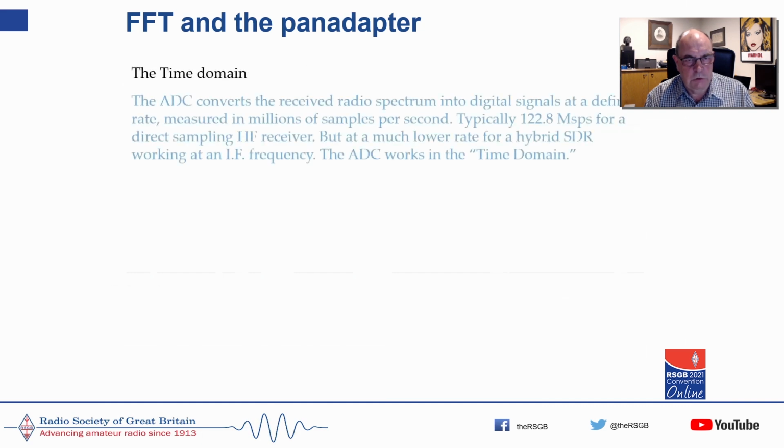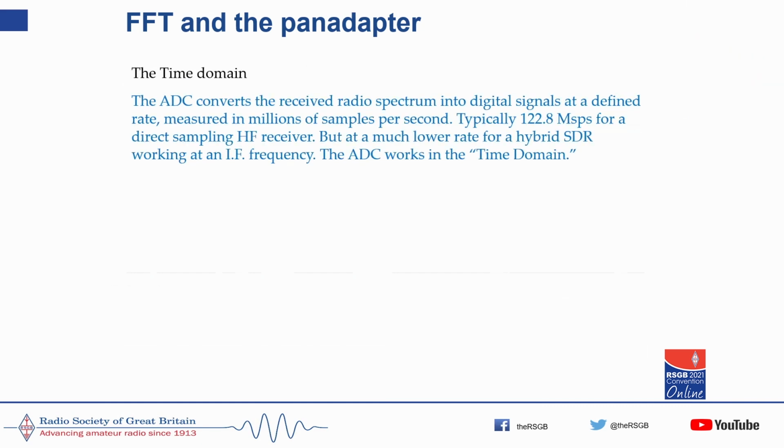So time and frequency and range. The ADC in an SDR converts the spectrum into digital signals at a defined rate measured in millions of samples per second, typically 122.8 million samples per second for a direct sampling HF receiver. But for a hybrid receiver, it could be much, much lower. It could be something like 72 kilohertz.